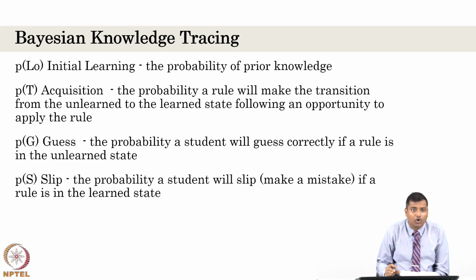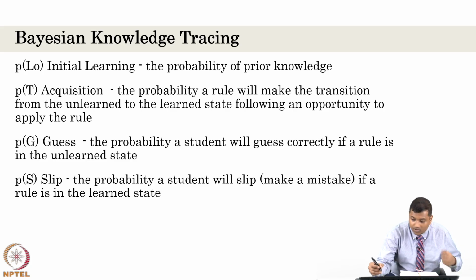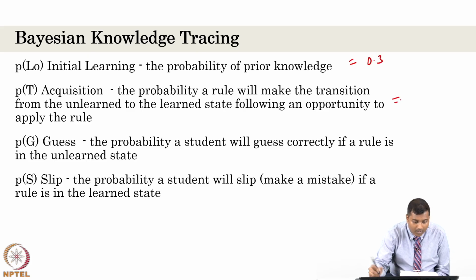This is a little bit more interesting, and I'm going to give certain numbers to it at first so that we can solve a numerical based on PL0, PT, PG and PS. So let's see if we can give some numbers. My first number that I'm going to give for PL0 is 0.3, PT I'm going to give as 0.15, P guess I'm going to give it as 0.2, and then slip probability I'm going to give it as 0.1.